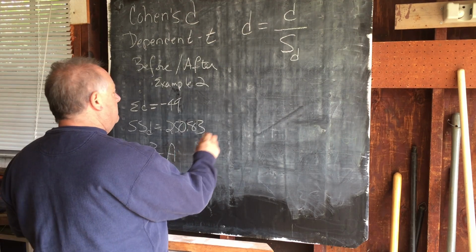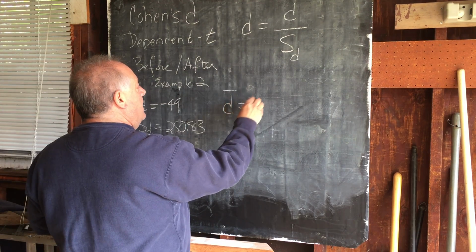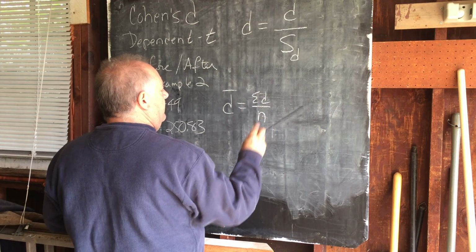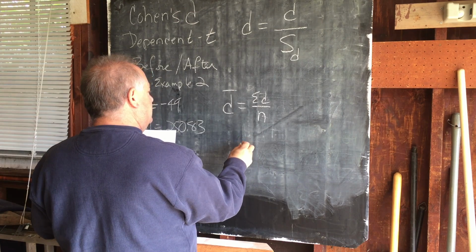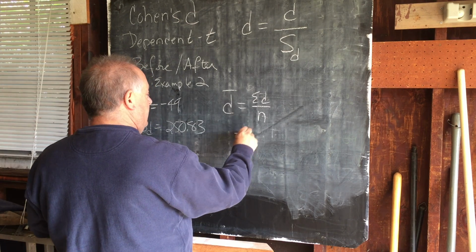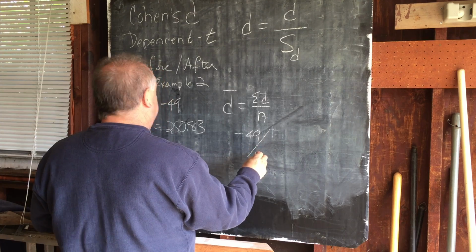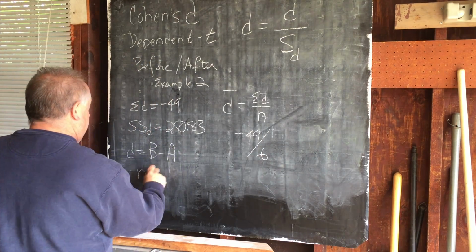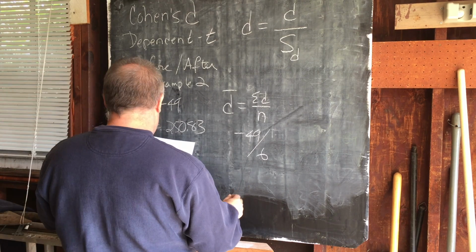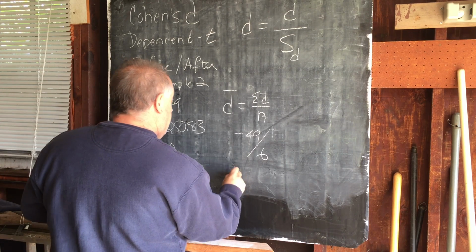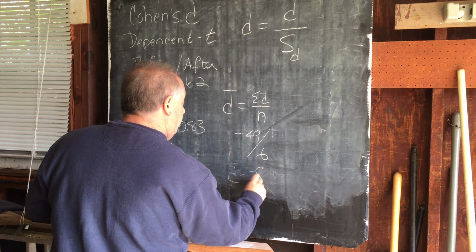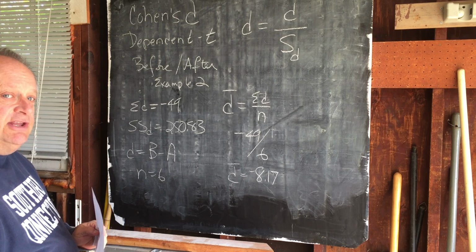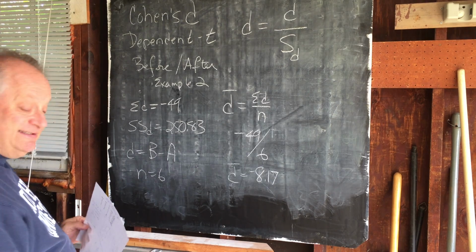Well, we find the mean of the differences, D bar, by taking the sum of the differences, right, sum of D, divided by n. So in this case, the sum of the differences was negative 49. Divide that by n, which was 6. Make a note of that over here, n was 6. Negative 49 divided by 6, we found, was negative 8.17. So the average improvement on the exam was 8.17 points.